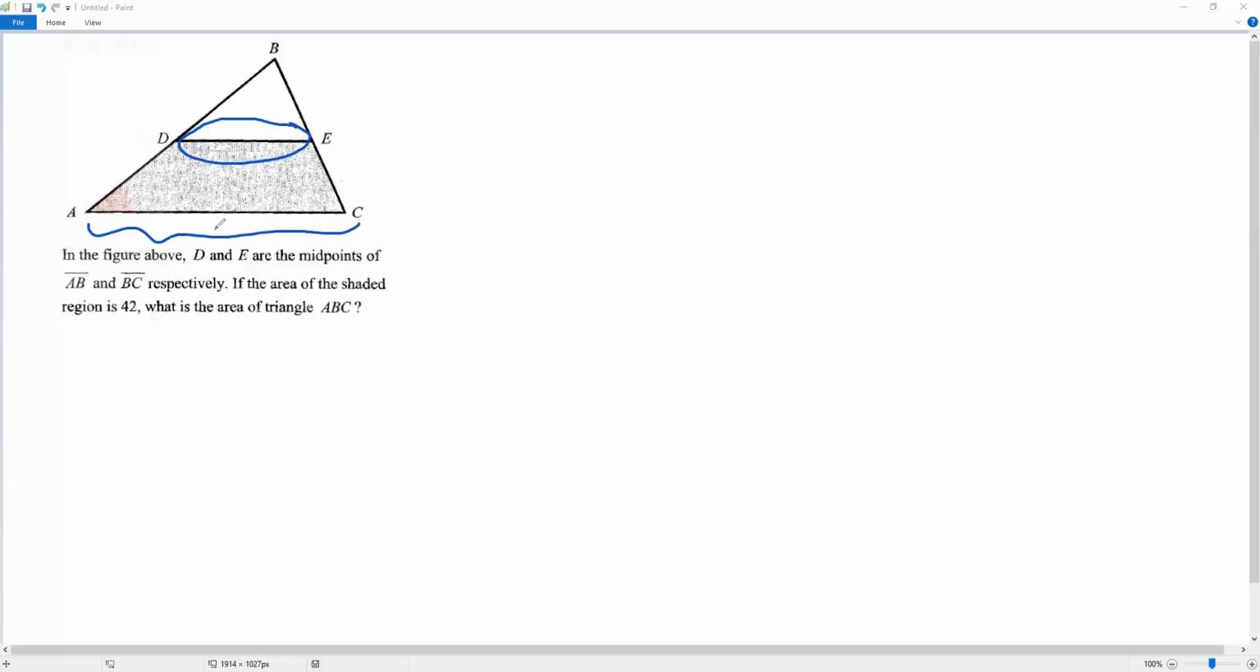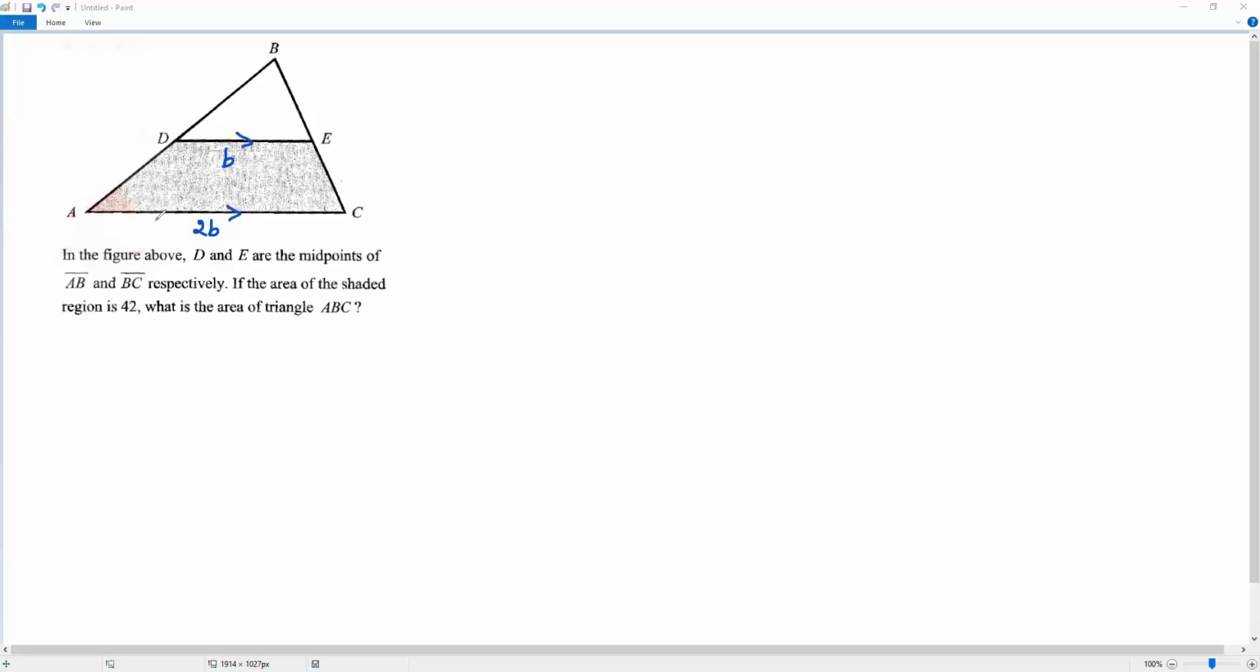also the length of DE is half of the length of AC. Okay, now I assume the length of the side AC of the triangle is 2b. So according to the mid-segment theorem, the length of the side DE is just b, so that is half of 2b. And also DE is parallel to AC.